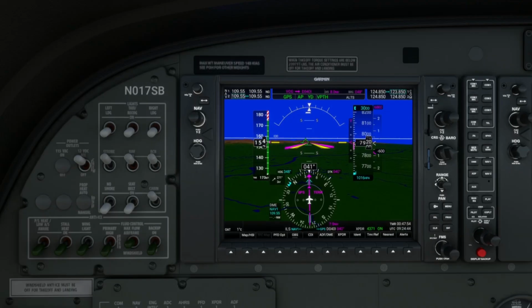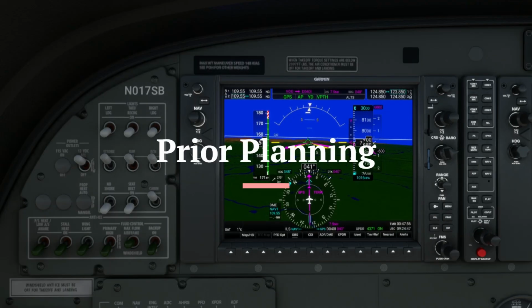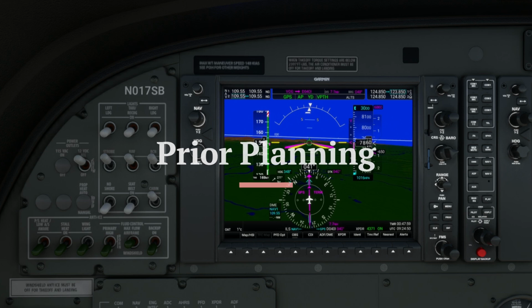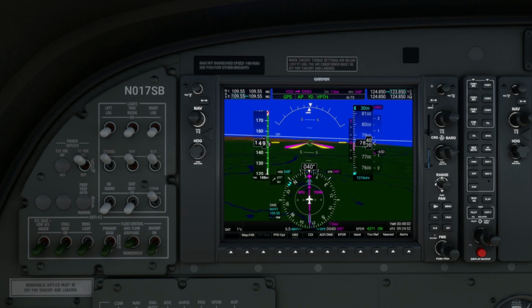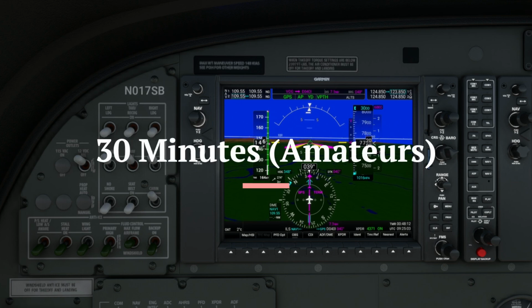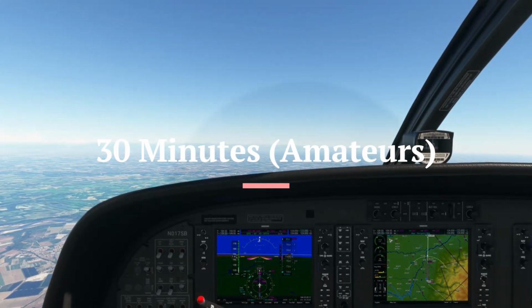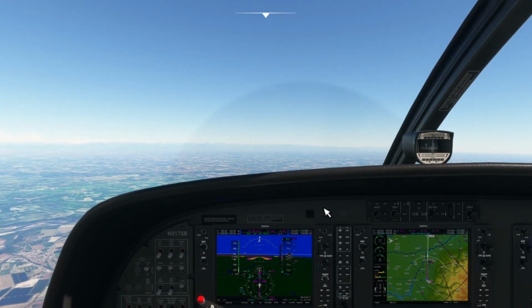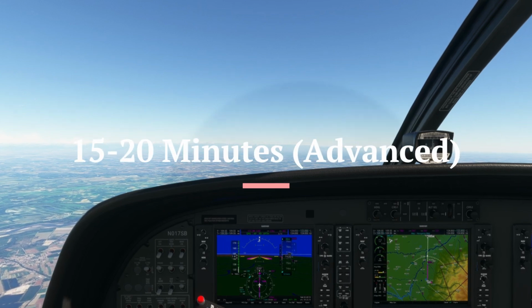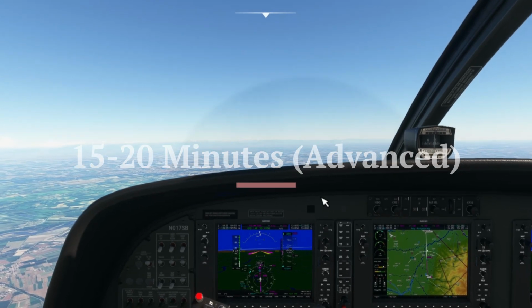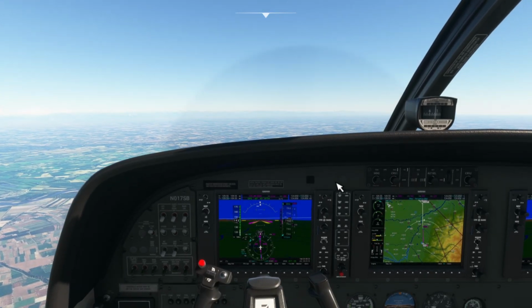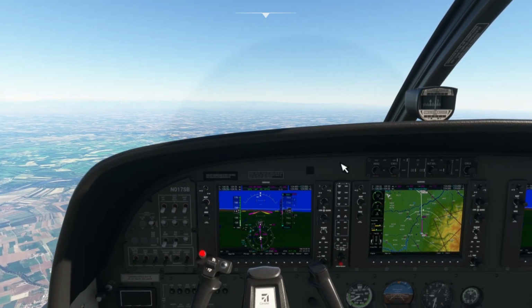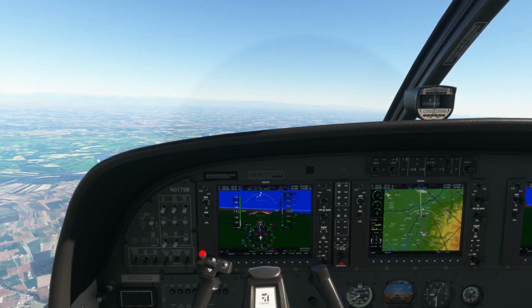So let's begin with the first step, which is prior planning. This is the most important one. If you don't plan before the top of descent, you'll get into trouble, and there's no other way unless there's some sort of miracle. That is 30 minutes before if you're a beginner or an amateur, or 15 to 20 minutes before the top of descent if you're more experienced, mostly with the aircraft. It is really important, and you'll get to know this with experience.